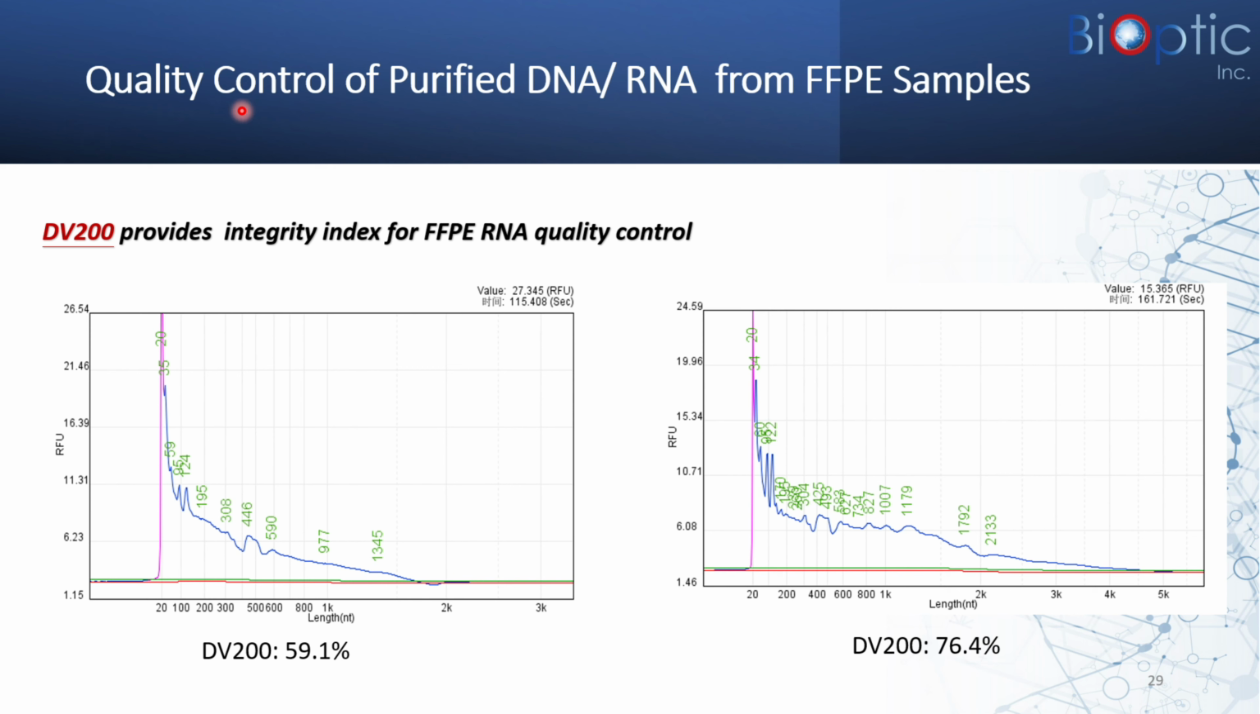DV200 is a new integrity index for FFPE RNA sample quality control in recent years. DV200 presents the percentage of RNA over 200 nt in the sample. Here are two FFPE RNA samples which are analyzed by QCEP. And we can see QCEP can provide the DV200 value for each sample automatically after analysis.